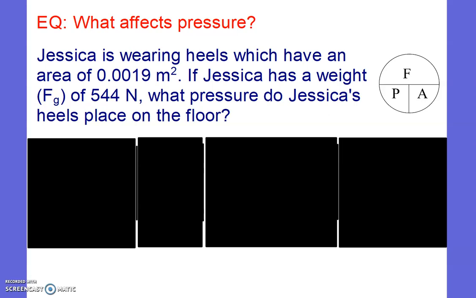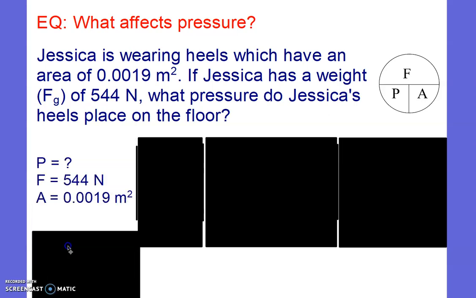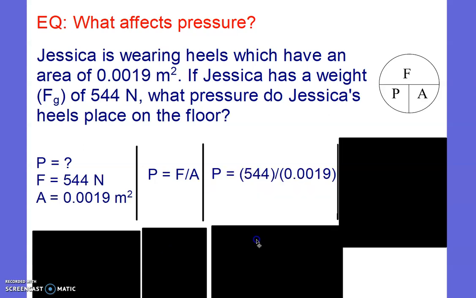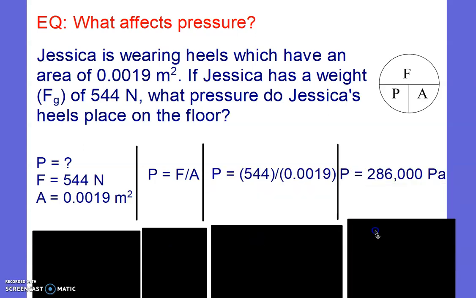All right, welcome back. What you should have is that we're trying to find the pressure. The force is 544 newtons, and the area is 0.0019 square meters. To get the pressure, we are going to divide the force by the area. Once we divide those two numbers, we get a pressure of 286,000 pascals. Now, I rounded that off. If you type it in your calculator, you would get 286,316 point, and then more digits. I'm just rounding it off to the nearest thousand.